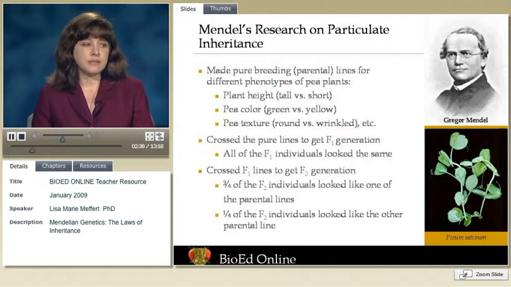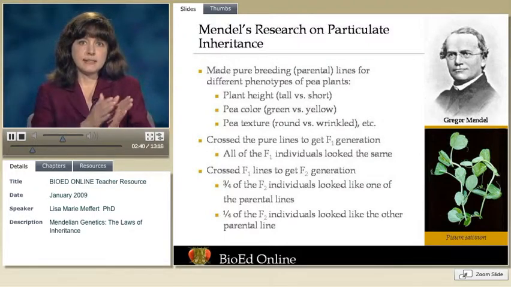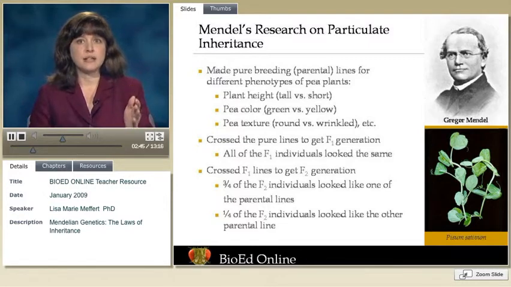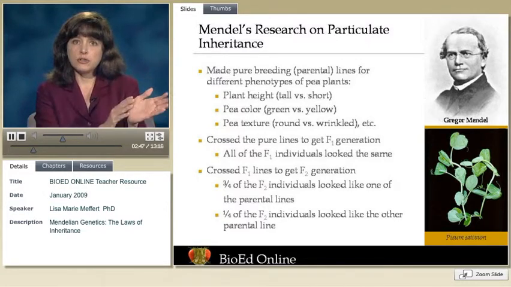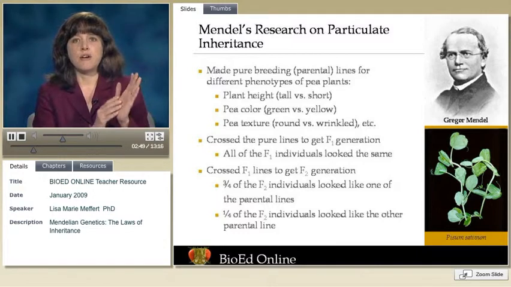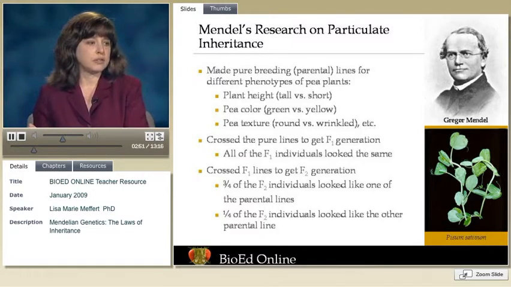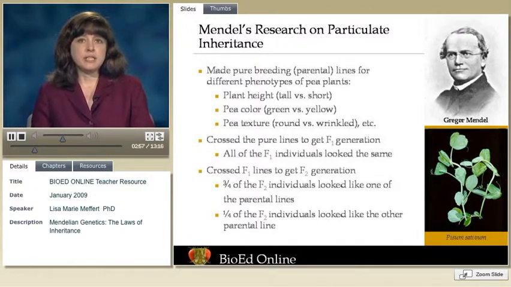The first thing he did was make sure that he had lines that through time always had the same trait. So let's say he had all tall breeding lines and all their offspring were tall, and then he had all short lines, and they were all short too. Those are the parental lines, the pure lines. Then he would cross them.